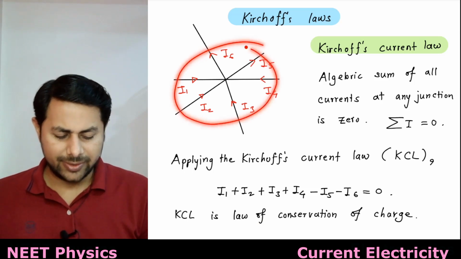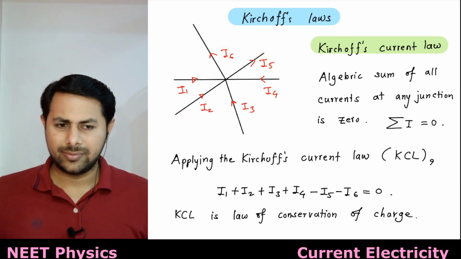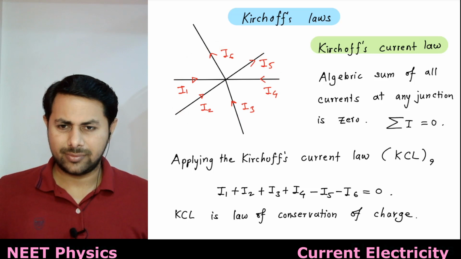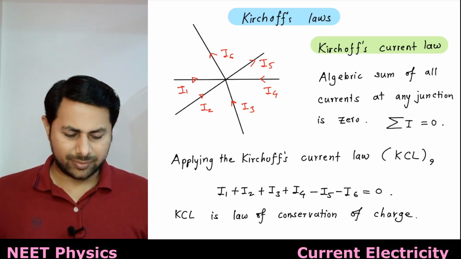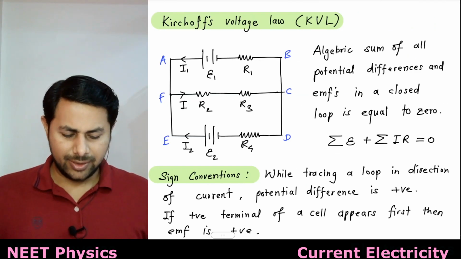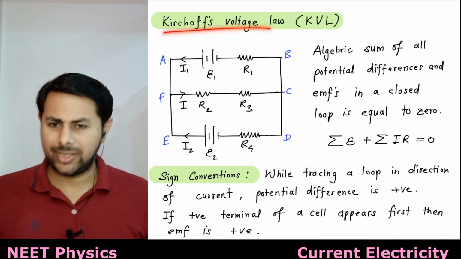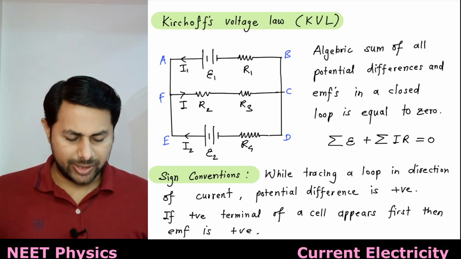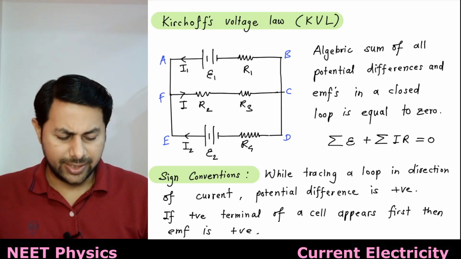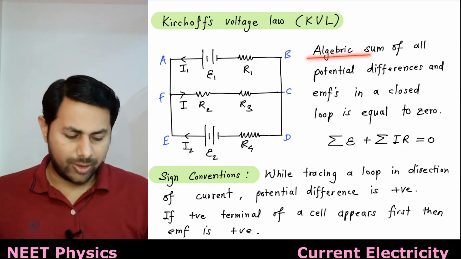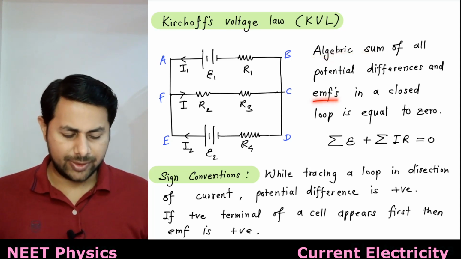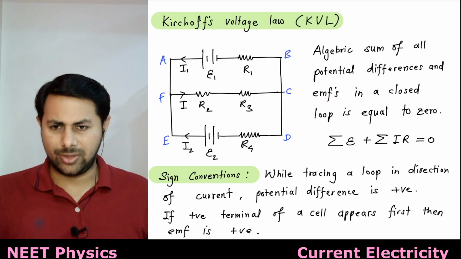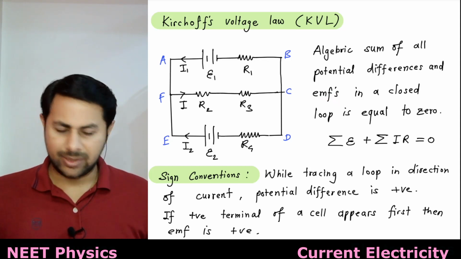Okay, is this thing clear, everyone? It is quite simple, right? Next one is Kirchhoff's voltage law. So what does it say? It says that the algebraic sum of all potential differences and EMFs in a closed loop is equal to 0.